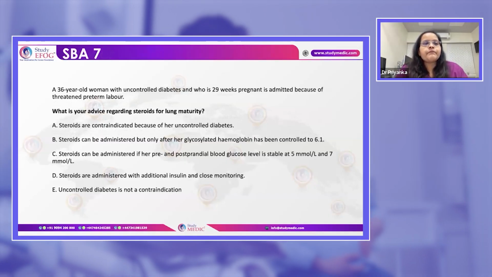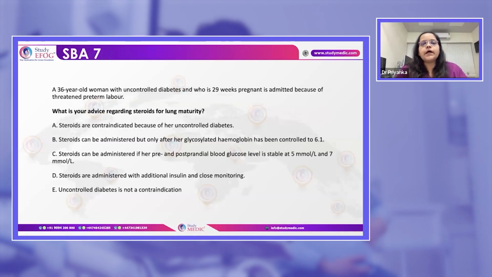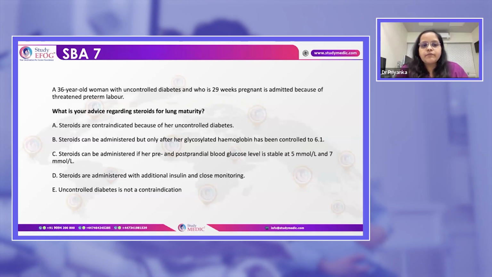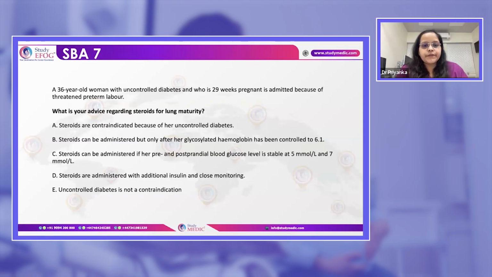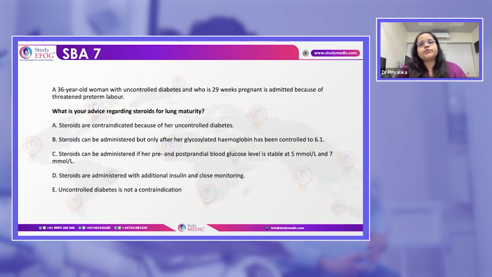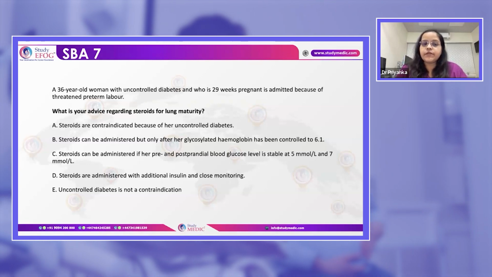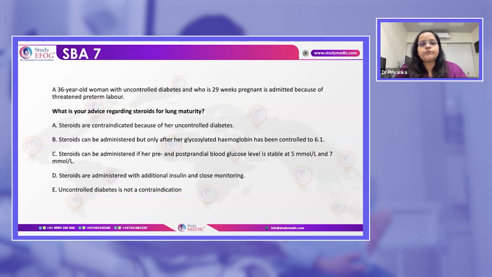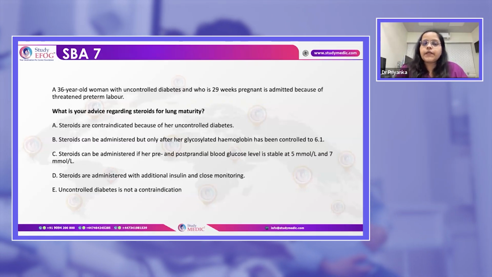corticosteroids. Now, a 36-year-old woman who has uncontrolled diabetes and is 29 weeks pregnant is admitted because of threatened preterm labor. So what is your advice regarding steroids for lung maturity? She is 36 years old, having uncontrolled sugars, and is 29 weeks pregnant with threatened preterm labor, for which we want to give steroids for fetal lung maturity in case she needs delivery. But we know antenatal corticosteroids can cause hyperglycemia, and in an already hyperglycemic woman, it may be a challenge. So, what are the recommendations?